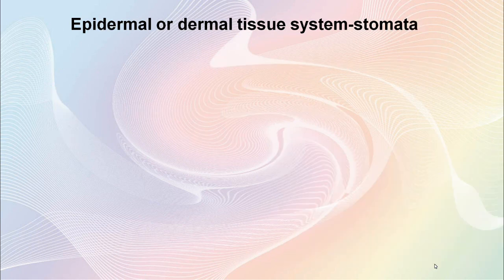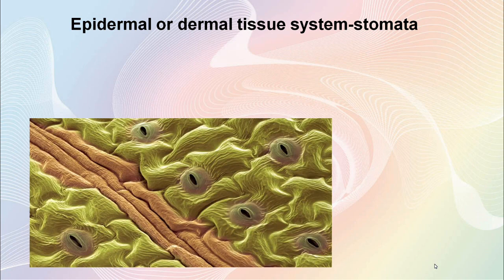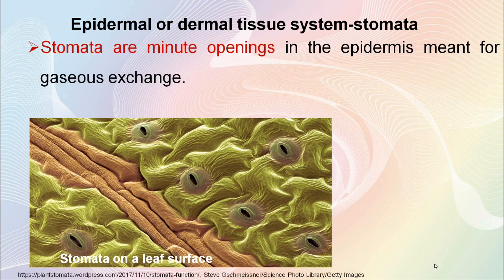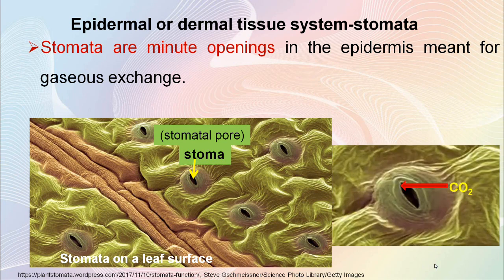Now let's learn about stomata. At some places in the epidermis, you can see minute openings meant for gaseous exchange. These minute openings or pores are called stomata. A single pore is called stoma or stomatal pore. During photosynthesis, plants take in carbon dioxide and give out oxygen through these stomata. Water vapor also escapes through stomata during transpiration.